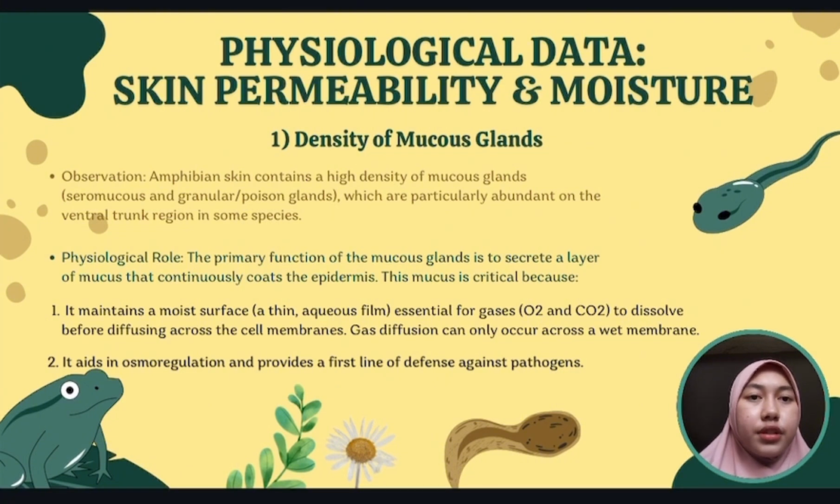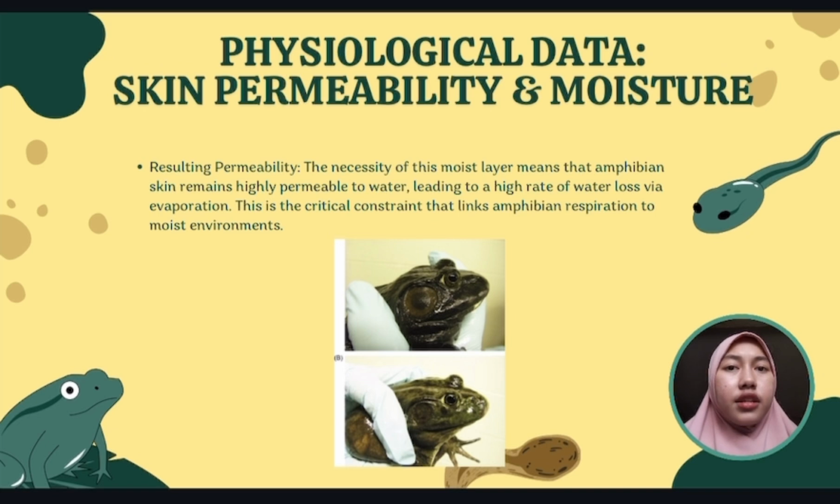Gas diffusion can only occur across a wet membrane. Secondly, it aids in osmoregulation and provides a first line of defense against pathogens. And this results in permeability. The necessity of the moist layer means that amphibian skin remains highly permeable to water, leading to high risk of water loss via evaporation. It's the critical constraint that links amphibian respiration to moist environments.